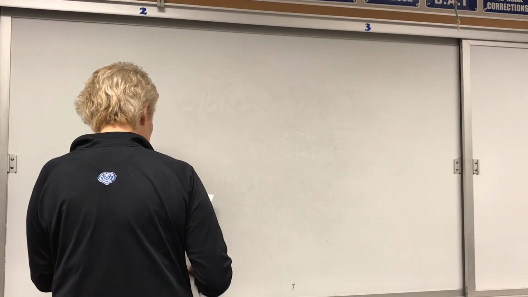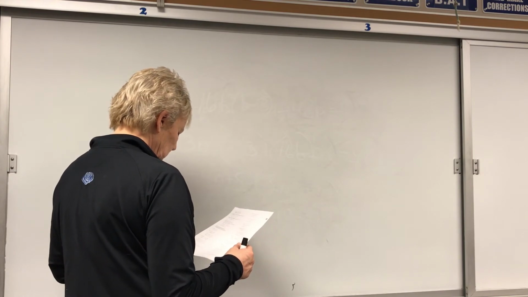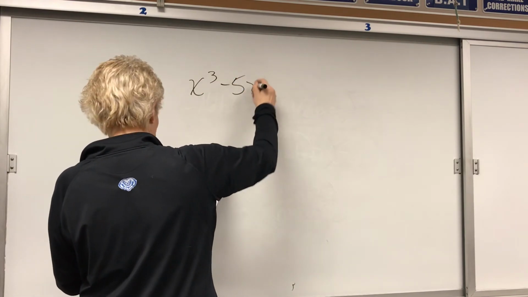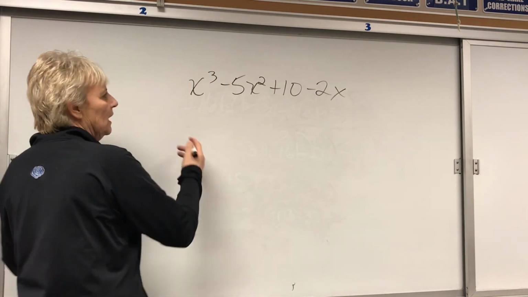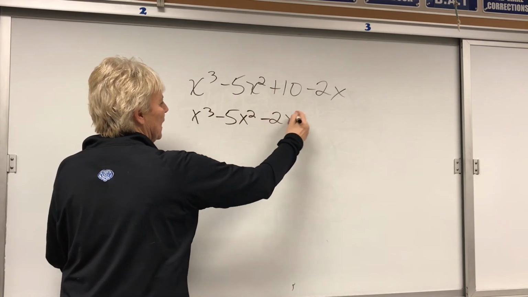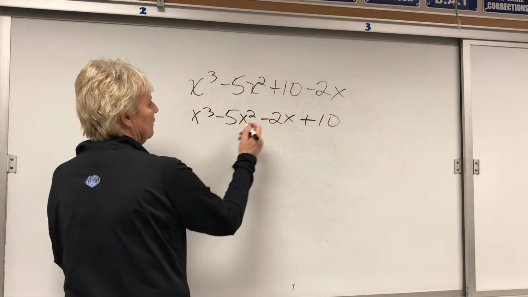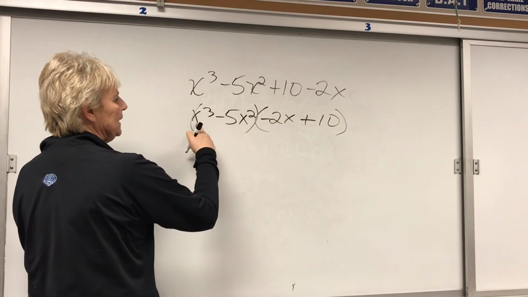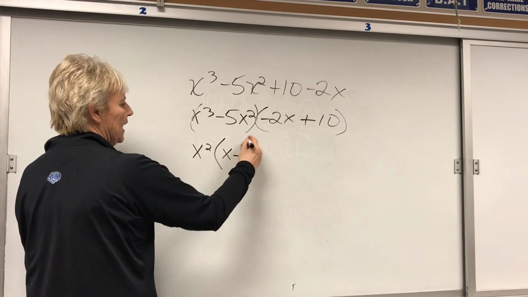Okay, let's do another grouping one. Let's do one that's a little more difficult. All right. X cubed minus 5x squared plus 10 minus 2x. That's not more difficult, but let's do it. In order first: x cubed minus 5x squared minus 2x plus 10. Okay, we have nothing in common of all four. Well, we can group it, pulling out an x squared. X minus 5. Let's check.